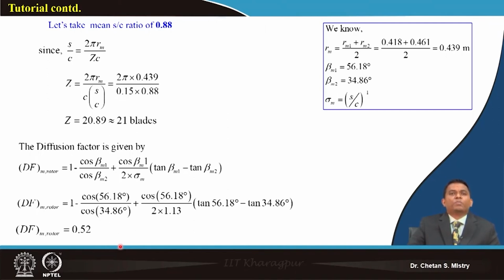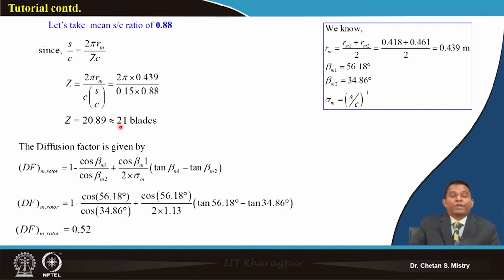In earlier numericals that we have solved, we assumed our diffusion factor, and based on that we used to calculate our number of blades. Let's take a different approach in order to understand and realize this calculation in a different way. We can assume, say, the mean S by C ratio as 0.88. If we consider that as 0.88, we can calculate our number of blades, and that is coming 20.89. So safely we can consider that as 21 blades.